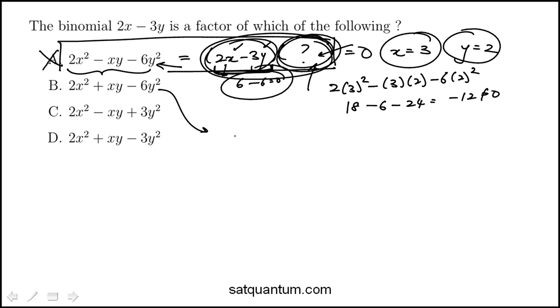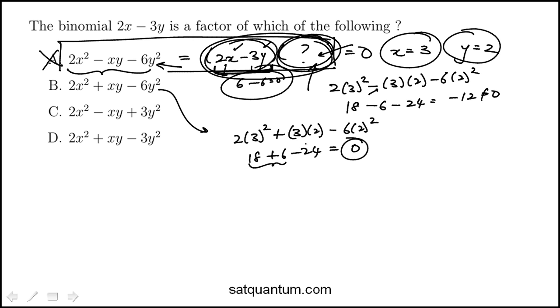So I'll do the same thing for choice B. You'll notice it's just the middle term is now plus. And so this is 18 plus 6 minus 24. That's 24 minus 24 is 0. So that one works. Now, whenever you're plugging in values, just make sure you test all of them, because you just have to make sure that that particular example you pick is able to differentiate.